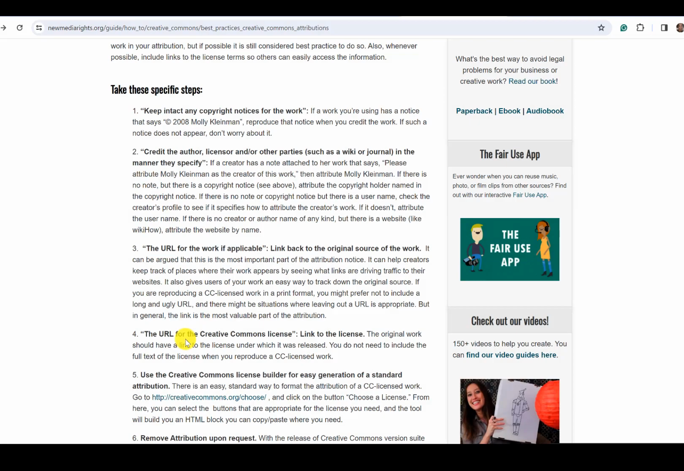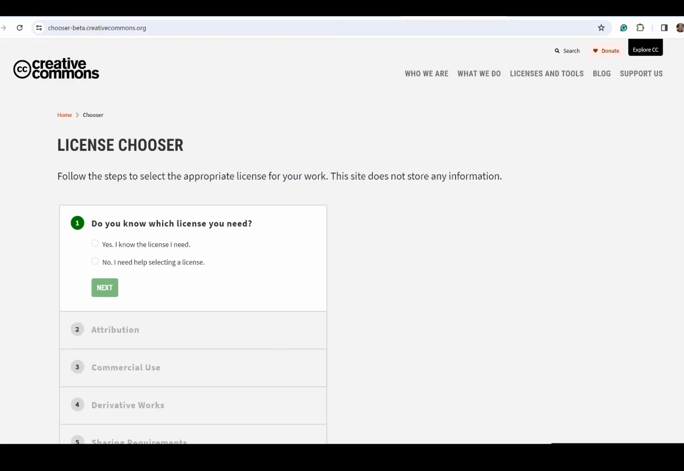Now I'm going to scroll down here to additional information that's very helpful. If you have a copyright that's included in the original work, then that copyright must be replicated in the attribution. If we scroll down here to the license builder, that's an incredibly helpful resource. So I'm going to double click that, and that takes me to the Creative Commons license builder. So all I need to do is follow these steps and it creates the license for me.